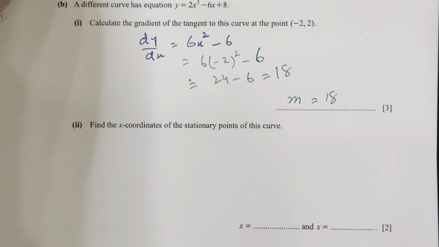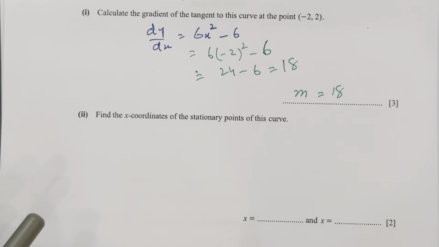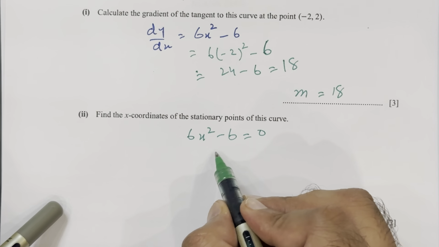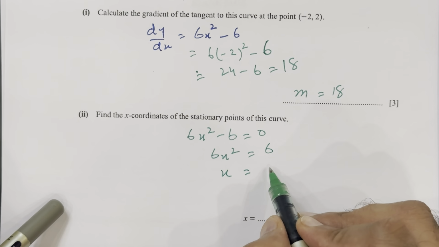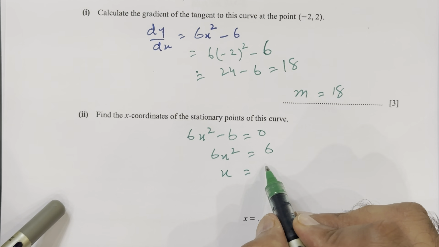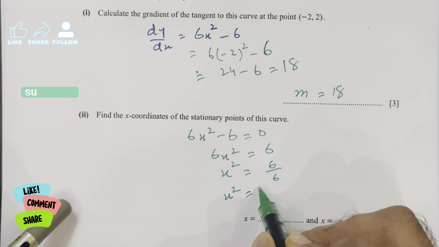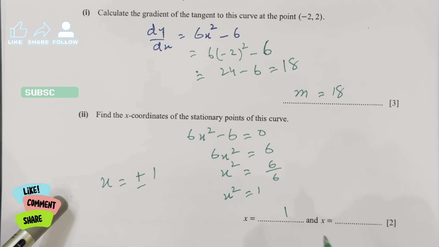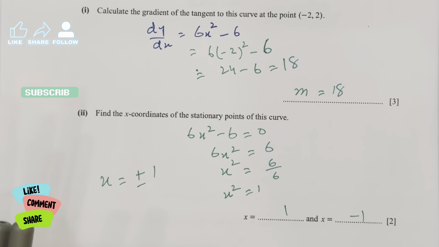For the second part, find the x coordinate of the stationary point on this curve. So 6x square minus 6 is equal to 0, then 6x square is equal to 6, x square is equal to 6 by 6, x square is equal to 1, then x is equal to plus minus 1. So the values of x are plus 1 and minus 1. So that was the last question of the last part.